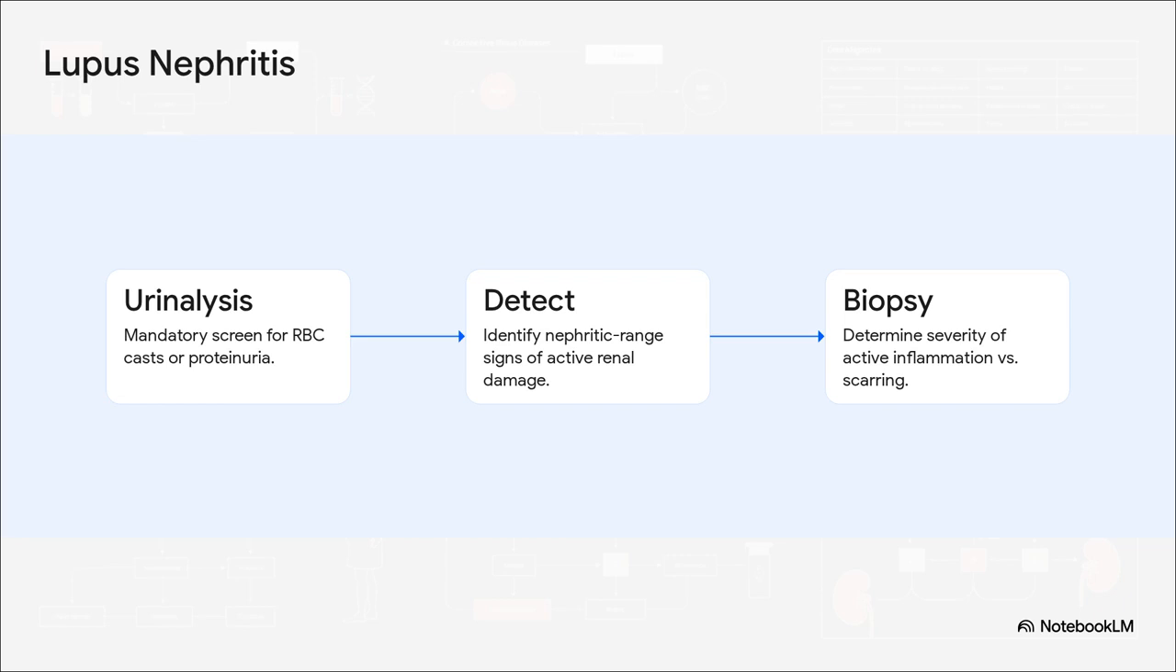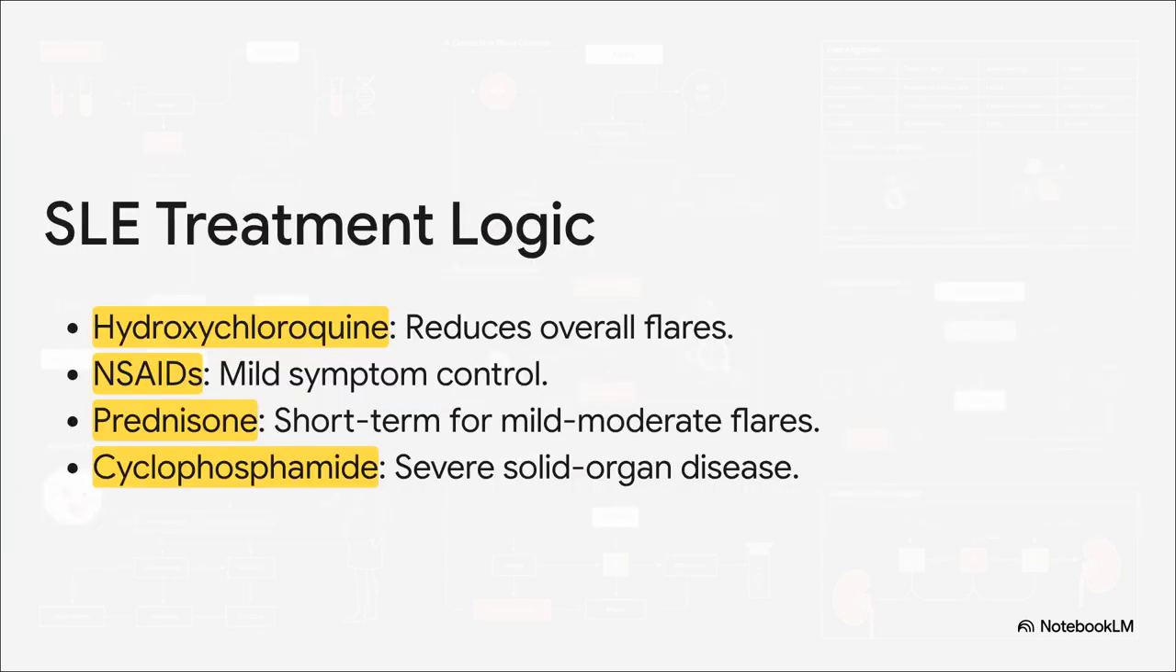It's non-negotiable. If that UA shows red blood cell casts, hematuria, or nephritic range proteinuria, you have to do a kidney biopsy. You can't just guess the severity from blood work alone. The biopsy is critical because it tells you if you're dealing with active inflammation or irreversible scarring. And that matters because you definitely don't drop heavy immunosuppressants on dead, scarred tissue. Always match the drug to the damage.